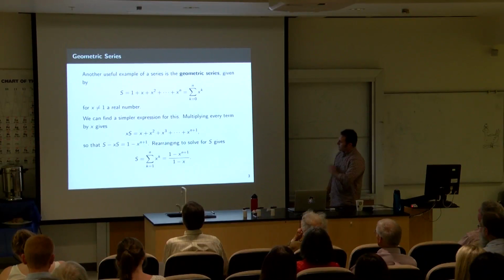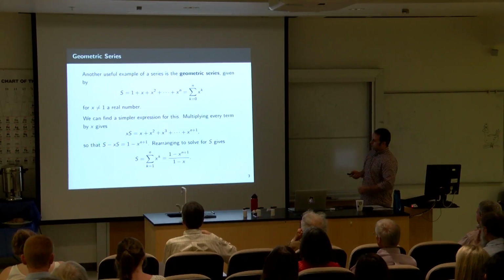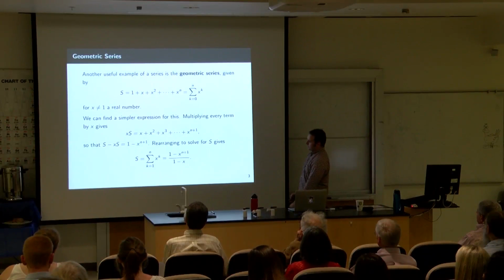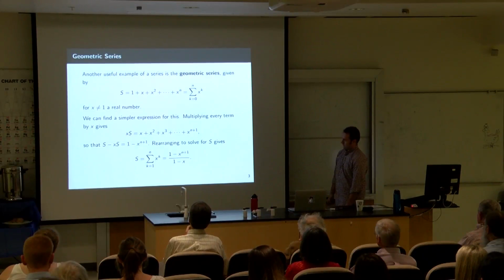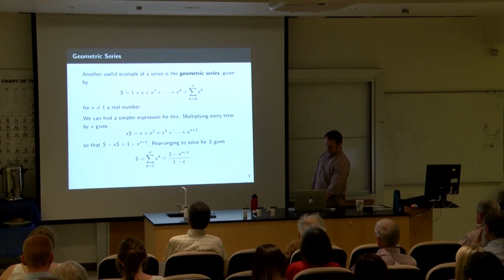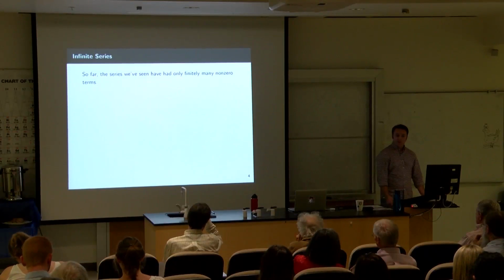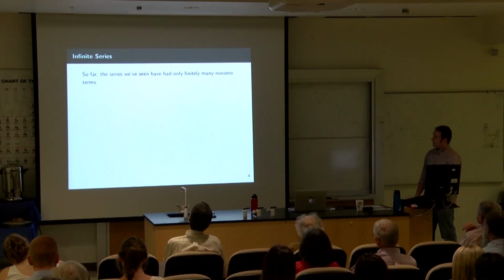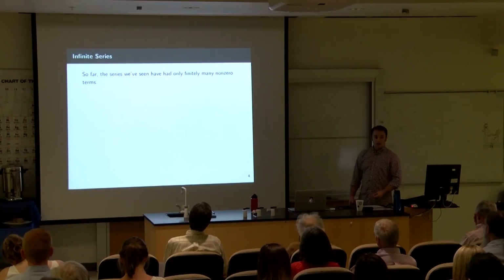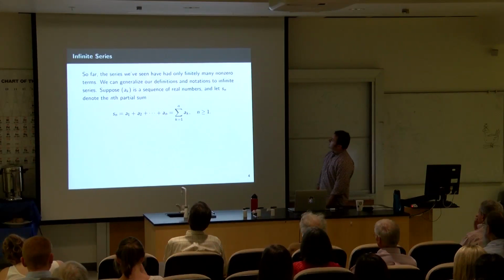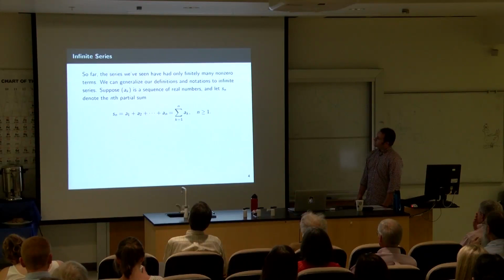So if you rearrange and solve for s with this equation right here, you get s is this expression, this nice ratio, 1 minus x to the n plus 1 over 1 minus x. Okay. So all of these series we've seen so far have only had finitely many non-zero terms. You can generalize to talk about infinite series.